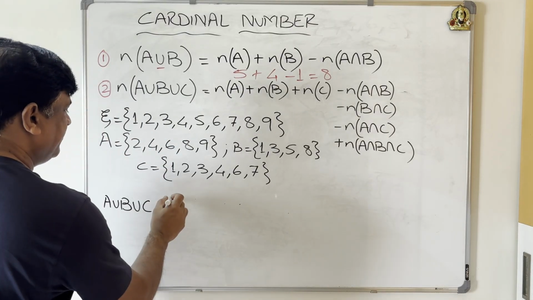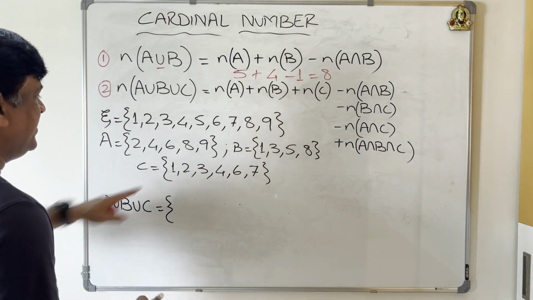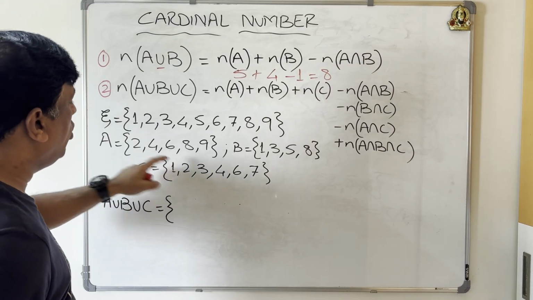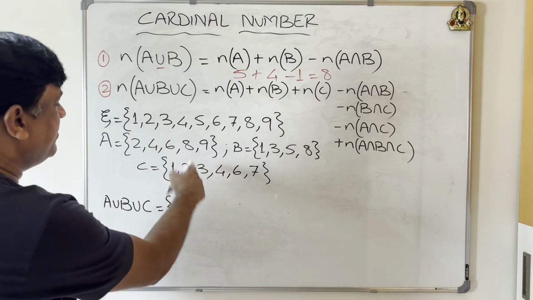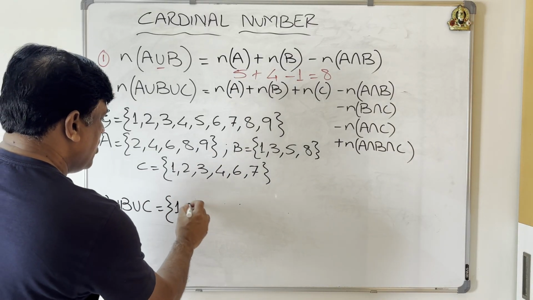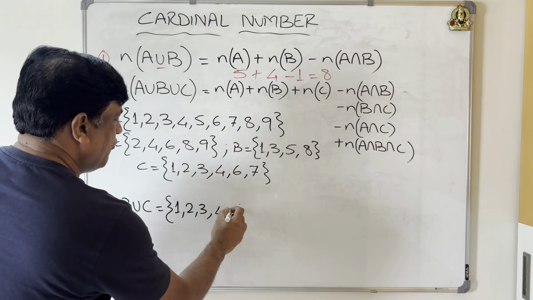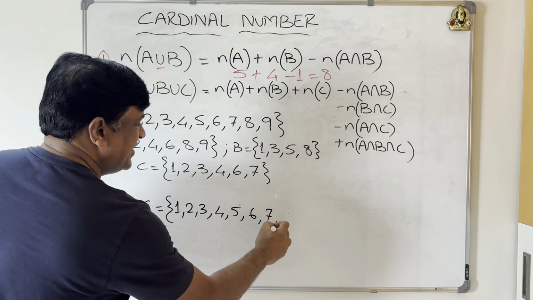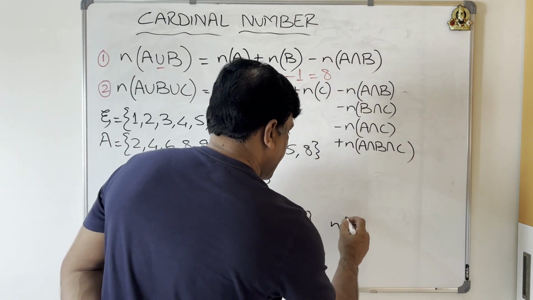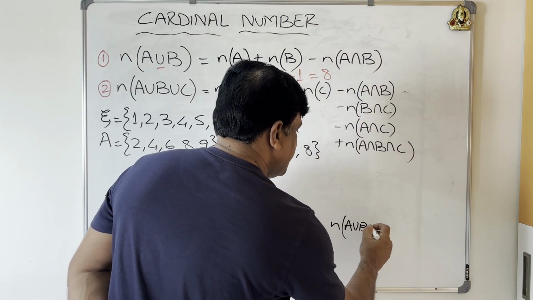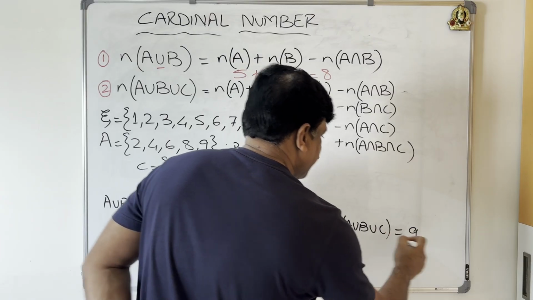What should you get when you do A union B union C? It should include all the elements from all three sets. It should be present in either of them. So it is nothing but 1, 2, 3, 4, 5, 6, 7, 8, 9. So the n of A union B union C is 9, right?